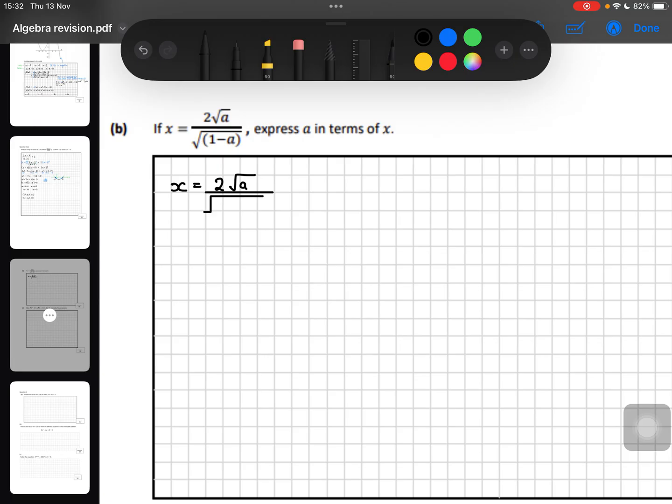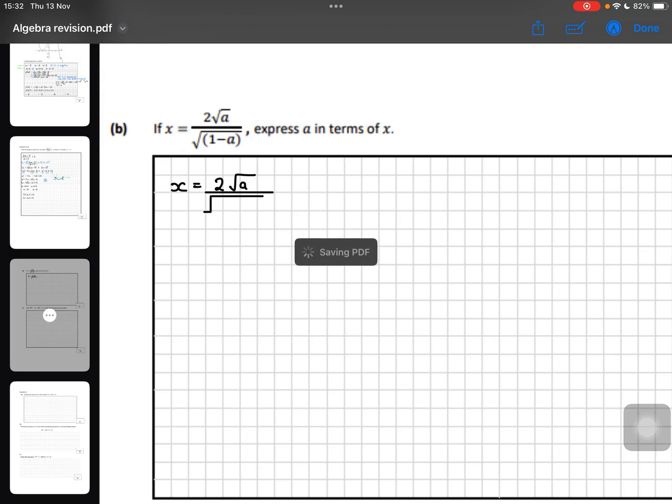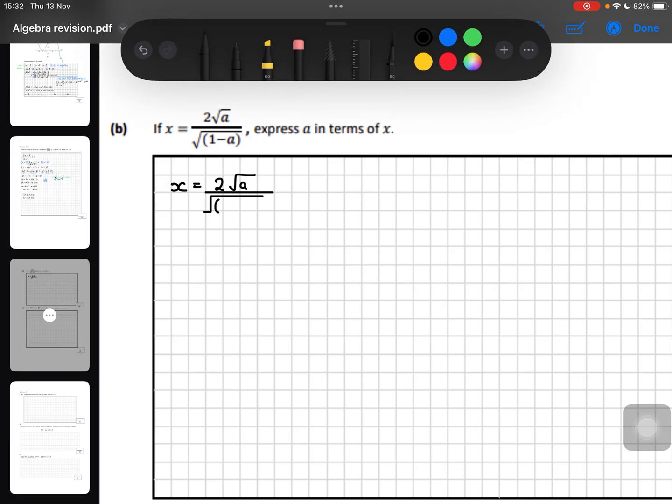Okay, this question has 2 square root a, and then underneath the fraction, a square root of 1 minus a. And it says express a in terms of x. Just a reminder of what that is: if I had something like x equals 2 plus a, and they said express a in terms of x, it means give what a is, and x can be in your answer. So it wants a on a side by itself, and x can be in the answer. That's fine. That's what they're asking me to do here.